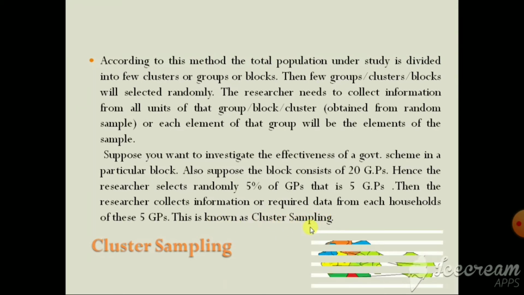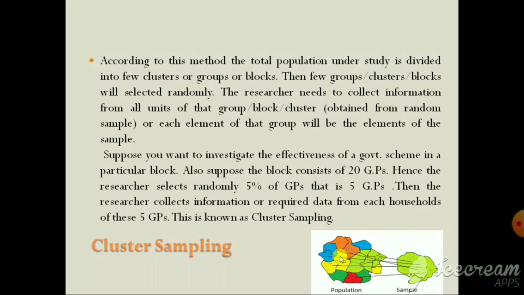So this is the population. That means it is divided into a few blocks or GPs. Now after randomly selecting, suppose, 1 or 2 GPs, the researcher needs to collect information from each and every household of that GP. Suppose this one and this one. According to this example, we can explain it diagrammatically in this way.